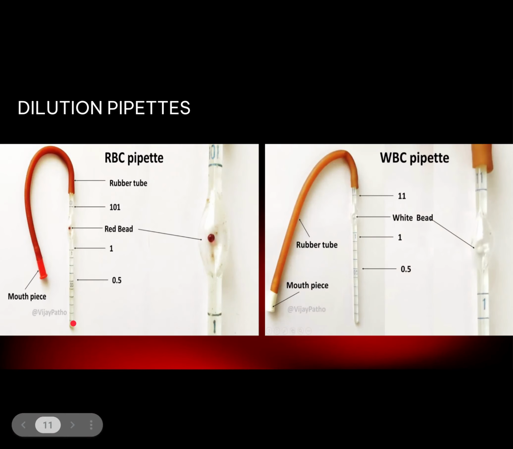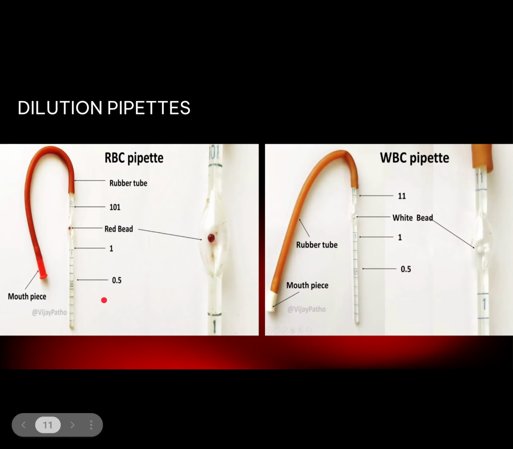Next, if our dilution is 1 to 200, we fill up the blood until the 0.5 mark, and then we fill up the diluting fluid until the 101 mark. Again, let me repeat.